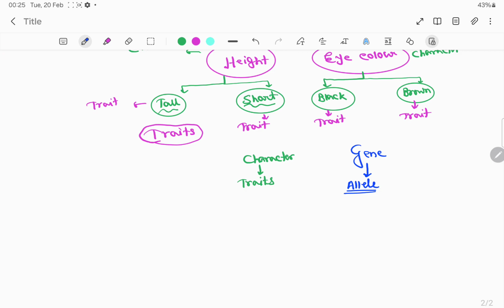Allele means alternate forms of a gene. Alternate forms of a gene are called alleles. So there is an allele for black color, an allele for brown color, an allele for tall, an allele for short. Understood? Now why have I told that a gene will have two alternate forms? Try to understand this one.